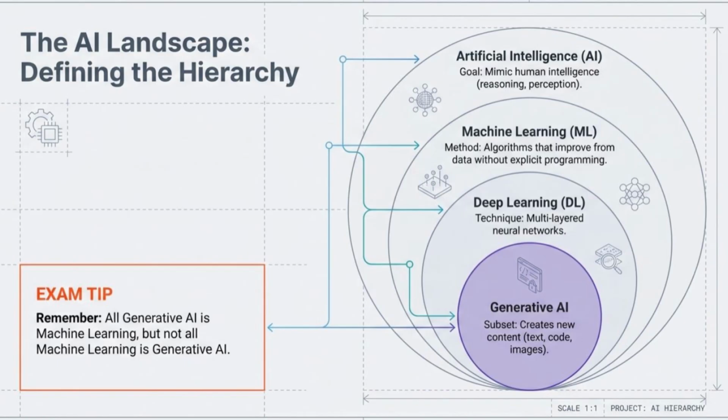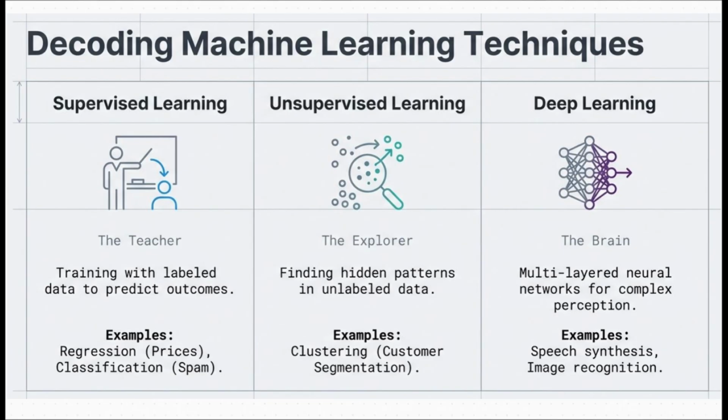Now here's a huge tip for your exam. All generative AI is a form of machine learning, but not all machine learning is generative AI. Remember that one. So how does machine learning actually learn? Well, it really boils down to three main techniques.